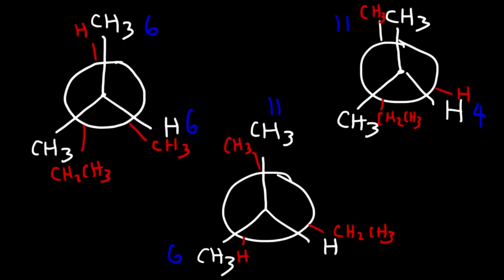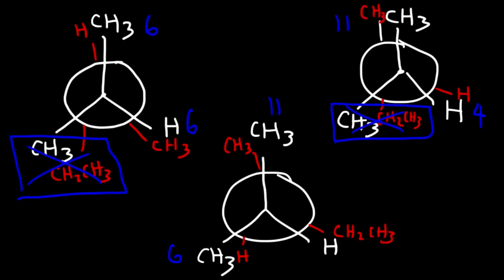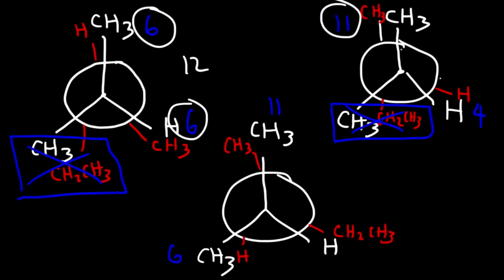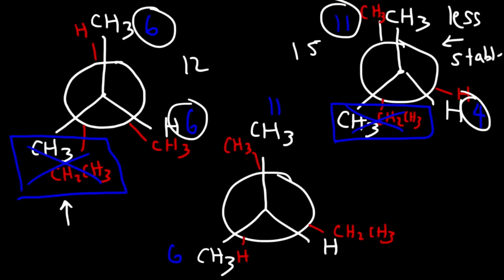So we have enough information to compare these two molecules, because these two interactions between a methyl and an ethyl group, they're the same, so we don't have to take that into account. So for the two remaining groups, this has a total energy profile of 12, and for this one, it's 15, not taking the ethyl-methyl interaction into account. So because the structure on the right has a higher potential energy value, we could say it's less stable than the structure on the left. So the structure on the left is going to be more stable.